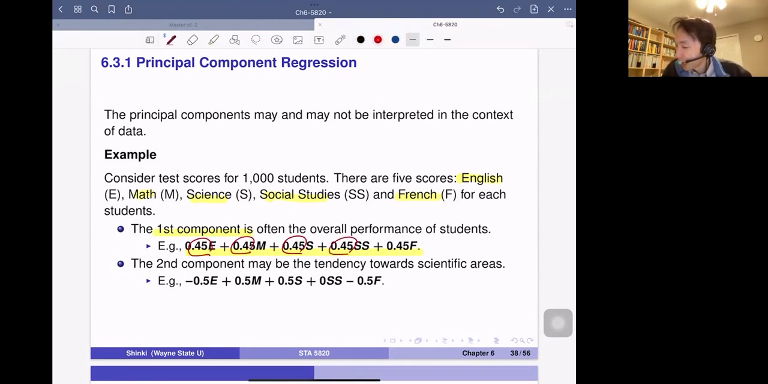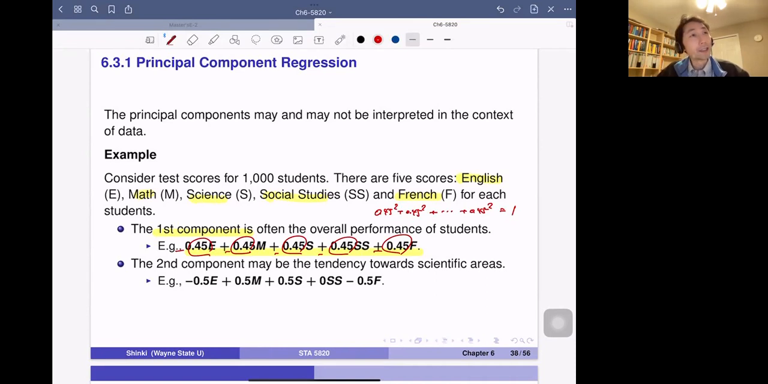Usually we limit the set of these coefficients to have unit length. So 0.45 squared plus 0.45 squared and so on, the sum of the squares is equal to 1. We do such a standardization. Anyway, if we multiply everything by 2, basically we have the same information, just the scale of the variable is different. So the first component is usually just a weighted average of those variables. All coefficients are positive, or maybe sometimes all coefficients are negative. That doesn't matter. But anyway, that is usually the first component.